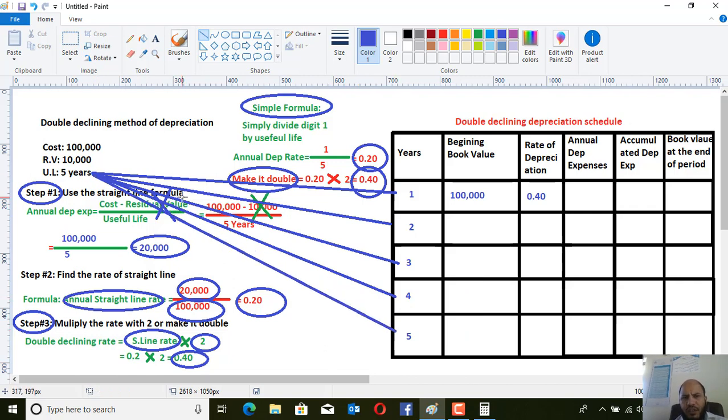Good. Now in the second column we have the beginning book value. This is year 1 and we purchased this machinery for 100,000. So we have taken this 100,000 cost and put it in the first year column, and the rate we have found through the formula. We found it through the 3-step formula, or through the 1-step formula.